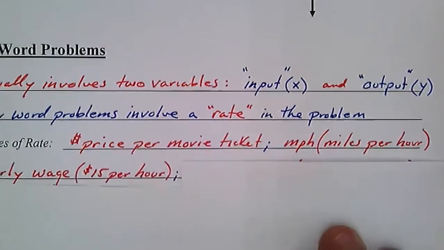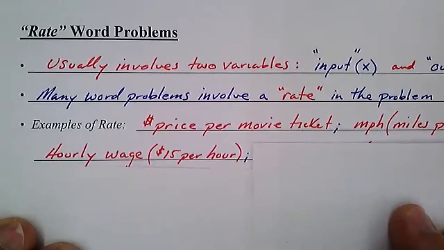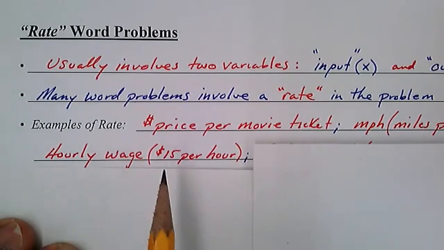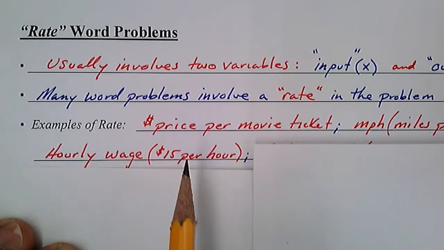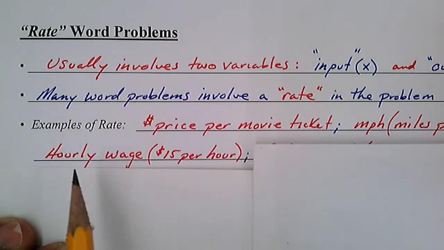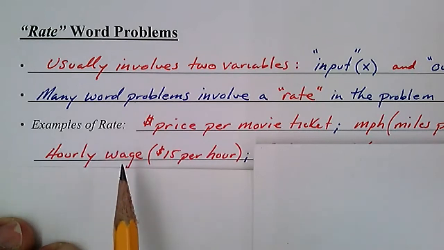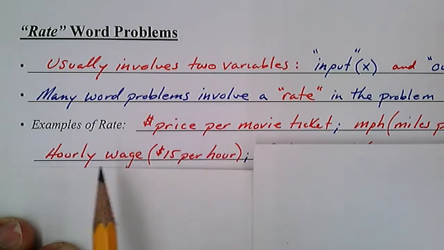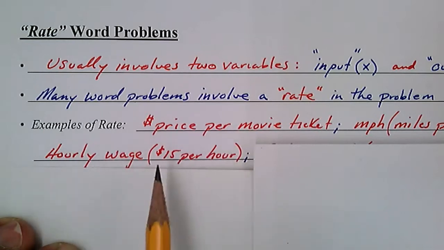Here are a couple others for those of you that are starting to have a job. An hourly wage. You might make $15 per hour. My two sons help me with yard work, and I pay them $6 an hour. That comes out to $1 for every 10 minutes. But that's their hourly wage, $6 per hour for chores, helping me, mowing the lawn and things like that. So this would be a rate, an hourly wage.